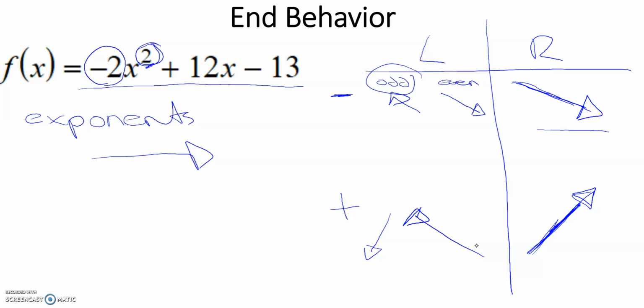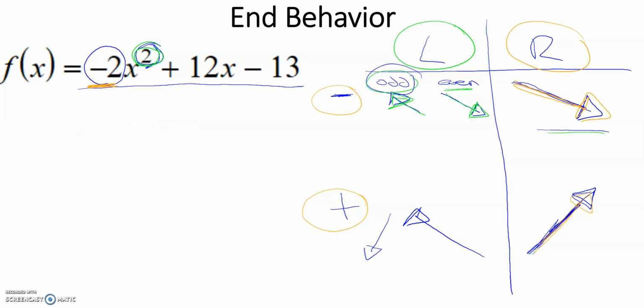So to just rehash all that, or put that in a summary, for the right-hand side behaviour, you're only going to look at the coefficient. If it is negative, it's going to go down to the right. If it's positive, it's going to go up to the right. And for your left-hand side behaviour, we look at the degree of the highest variable or highest exponent. If it is an even number, it matches the right-hand side. If it is an odd number, it goes against the right-hand side behaviour. I hope that helps.